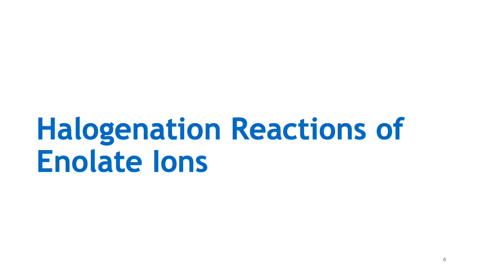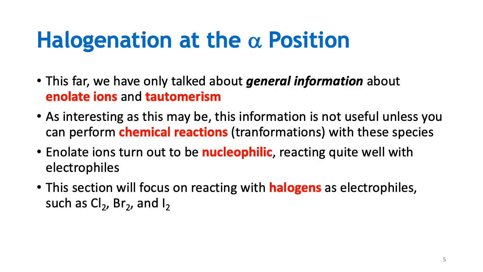Today we're going to learn halogenation reactions of enolate ions, and then the reactions using enolate ions will spill over into chapter 23, where we learn the aldol reactions. Halogenation at the alpha position.